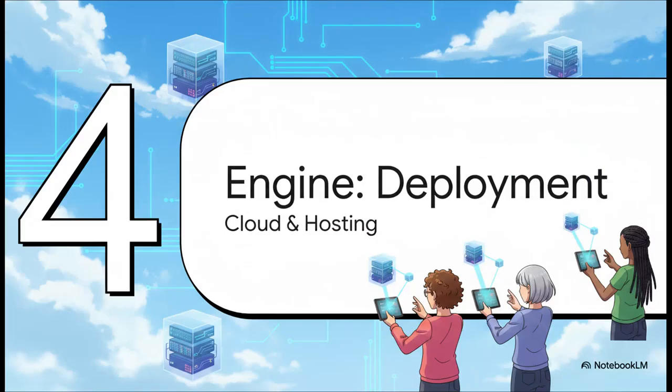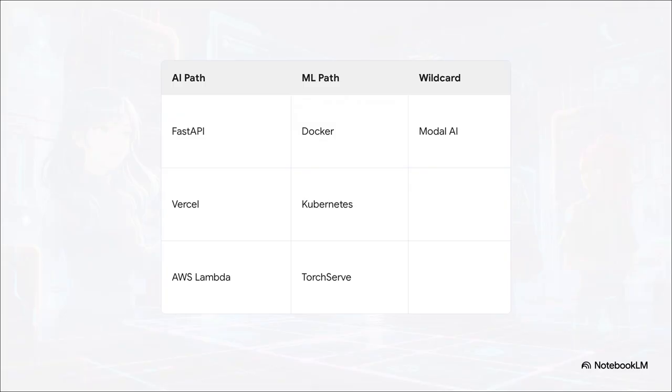Section 4. Engine, Deployment, and Cloud. Now we decide exactly how and where these intelligent systems are hosted to serve real users. Step 7. Deployment. On the AI path, you're looking at FastAPI, Vercel, and AWS Lambda to build API-first serverless logic and optimize cold start times.